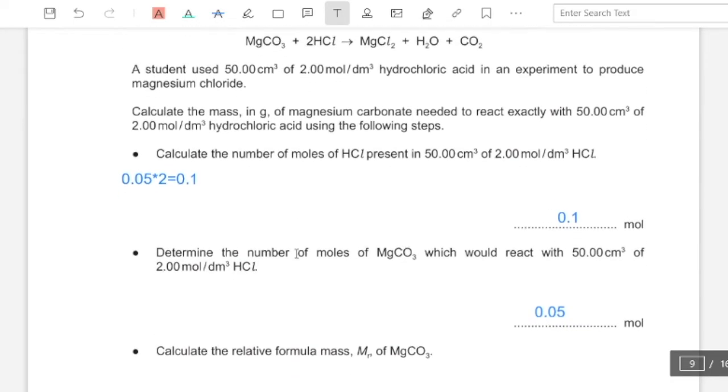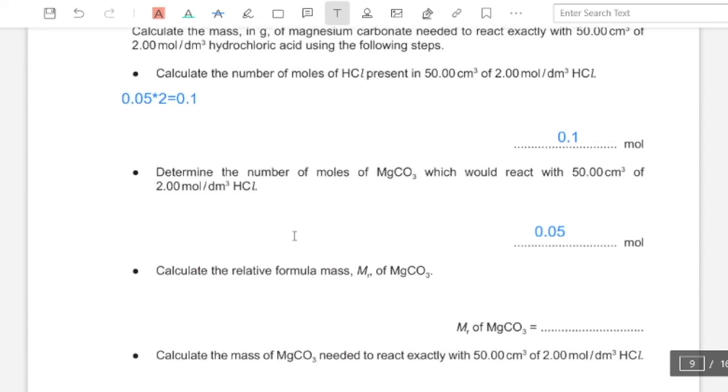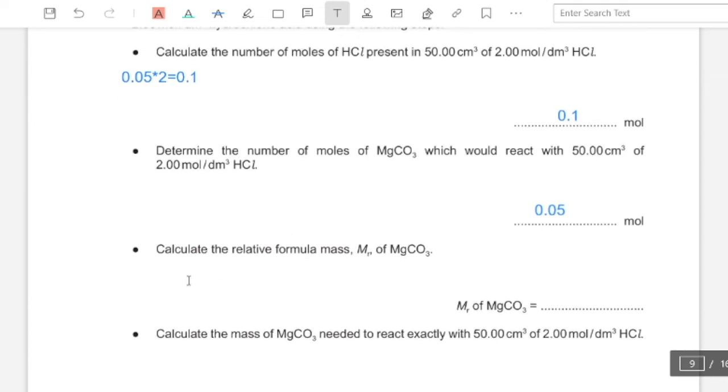This is a set ratio, and this is how we can deduce the number of moles when we have to use only the equation. Calculate the relative formula mass of magnesium carbonate. So magnesium has a mass number of 24, and we're going to be adding all of the other elements as well. So carbon is 12 and oxygen has mass number 16, and since we have 3 atoms of oxygen over here, we're going to be multiplying it with 3, and the sum of all of this is 84, so we get the Mr as 84.